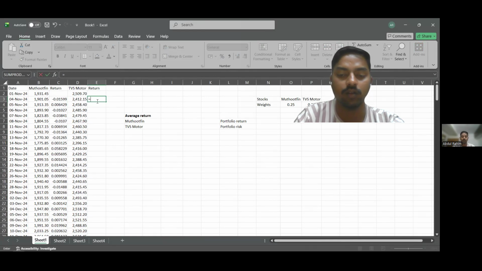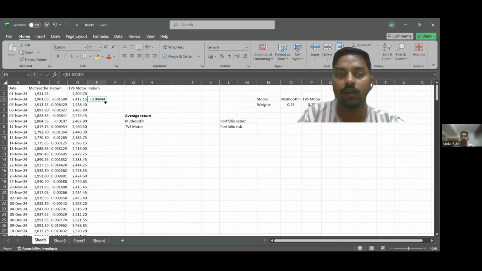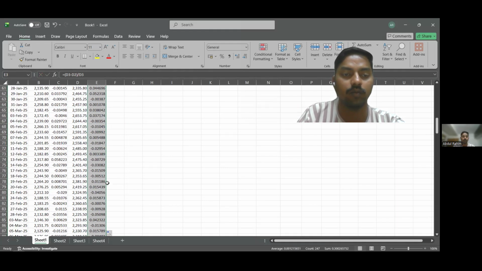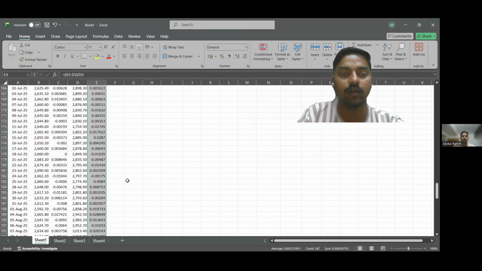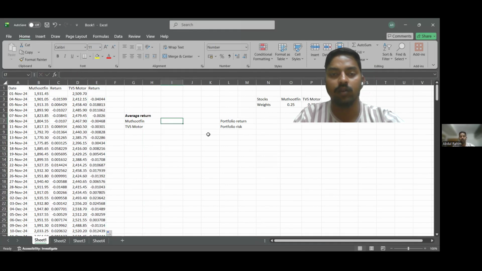Now we are going to calculate the same for TVS Motor. It is equal to bracket current day share price minus previous day share price, divided by current day share price. It's also giving me a negative figure. Now we can check whether it calculated every day. Yeah, calculated.